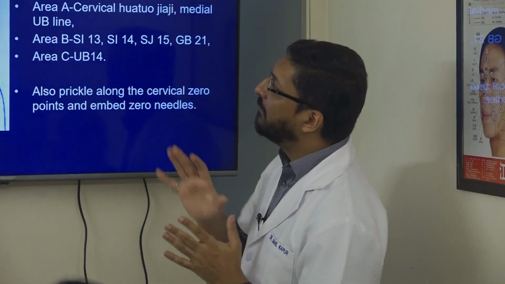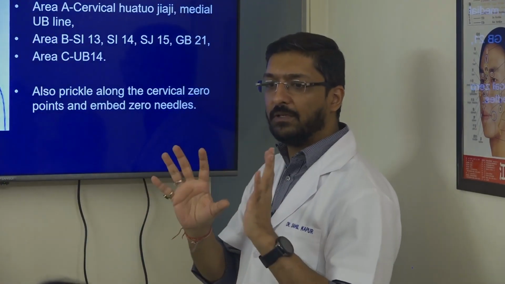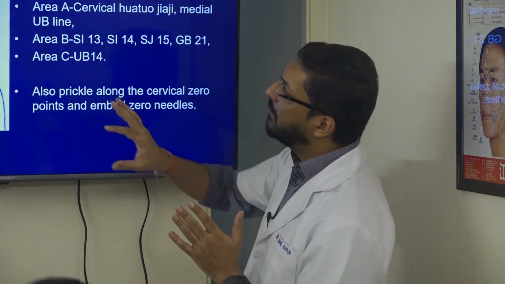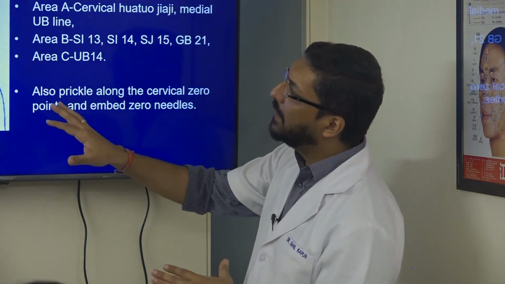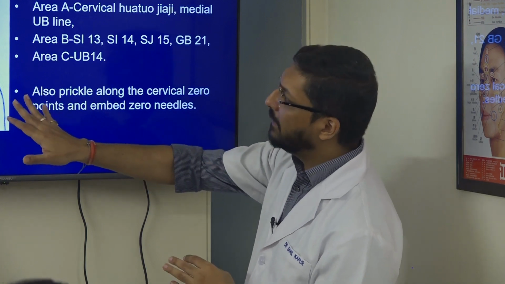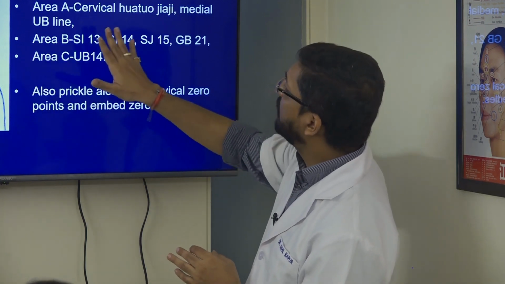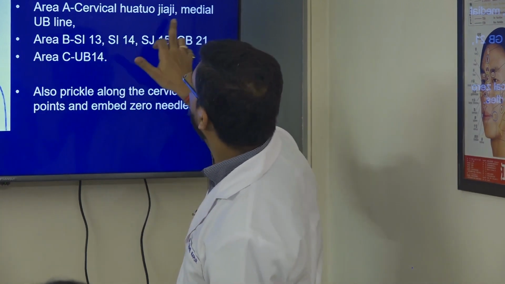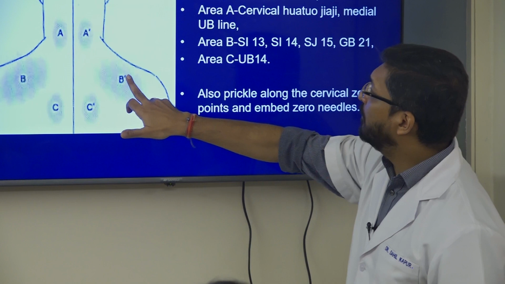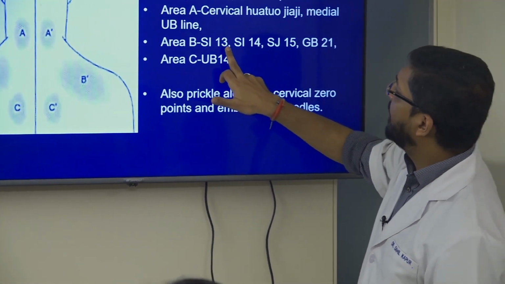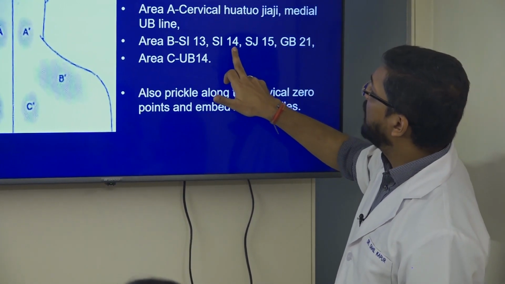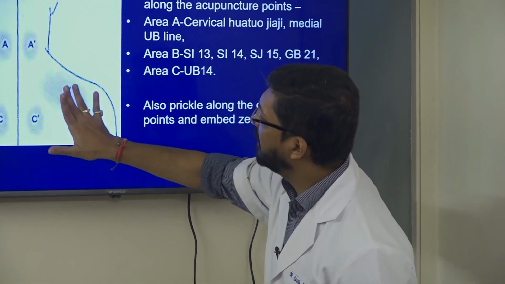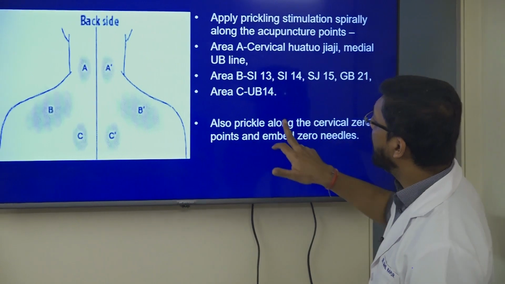We've tried to simplify how we can treat a patient who comes with neck and shoulder pain. We divided the treatment mostly into A, B, C. I will also add an area D, right? So the A area, as you can see, is basically the Hoto-GIG points, right? And the medial UB line. The B area is points like SI13, SI14, Sanjaw 15 and GB21. Or you can say the GB21 area basically.